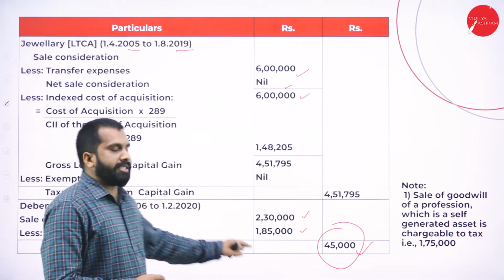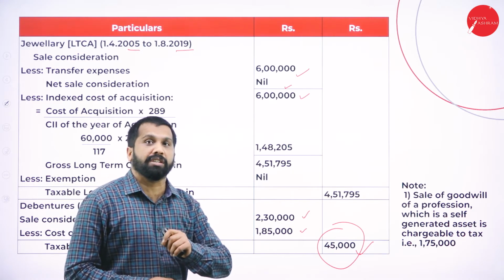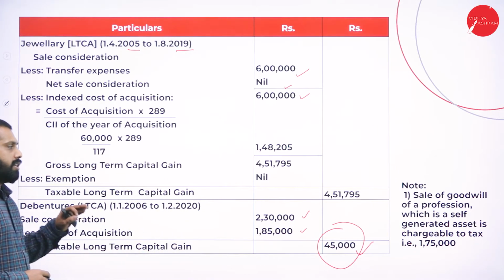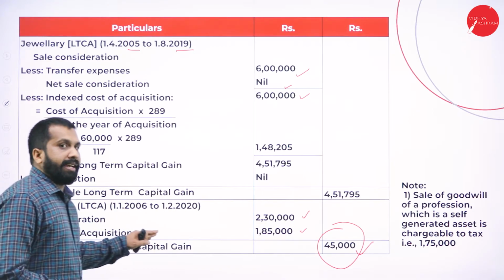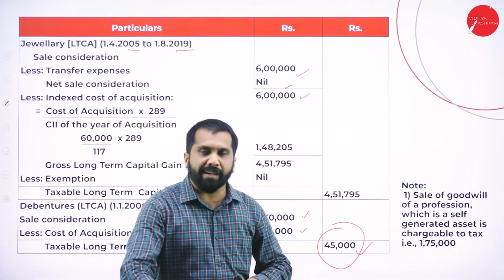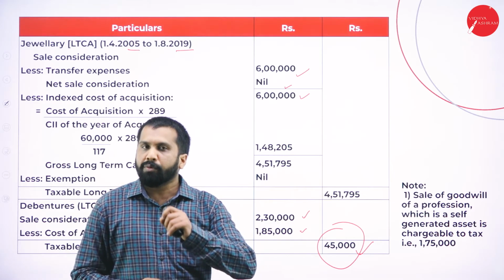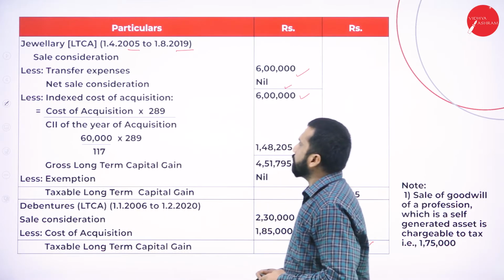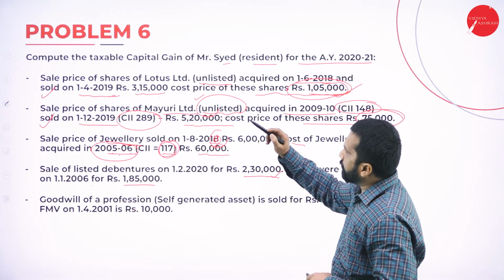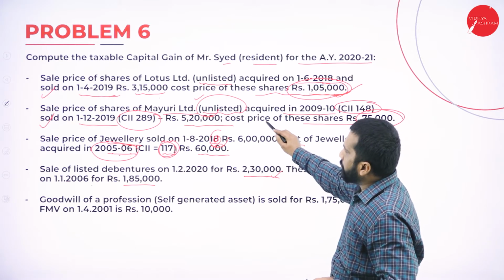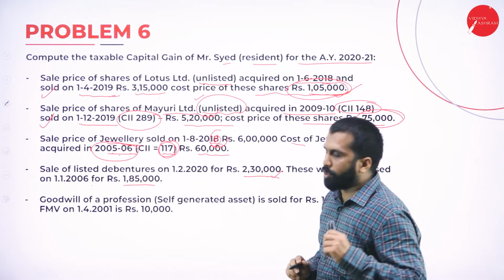So, there is no indexation. Always remember, for debenture, we don't consider indexation. Debenture comes under the normal scheme. When it was implemented in 1998, from there onwards, they have implemented that there is no indexation on debenture valuation. Now, later we have done with your shares, jewelry, listed debenture, and the last one is goodwill.